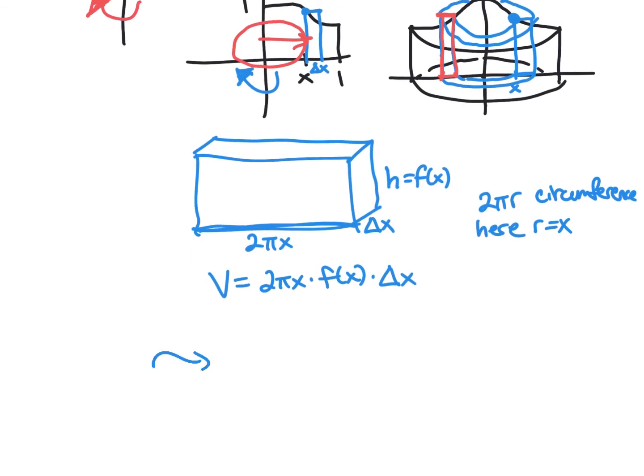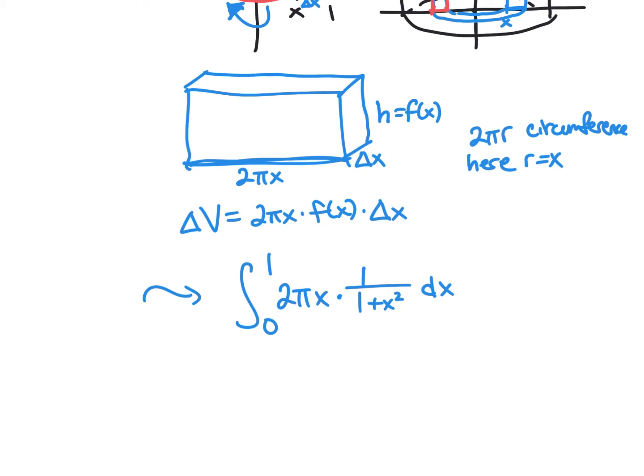So this is just the volume of a single one. This is really like a delta V, because it's one single thing, like one single rectangle in a Riemann sum. And so our integral goes from 0 to 1 because these are the x values that we allow. Then we do 2 pi x times our f of x, which is 1 over 1 plus x squared in this case. And then the delta x becomes our dx in the integral.